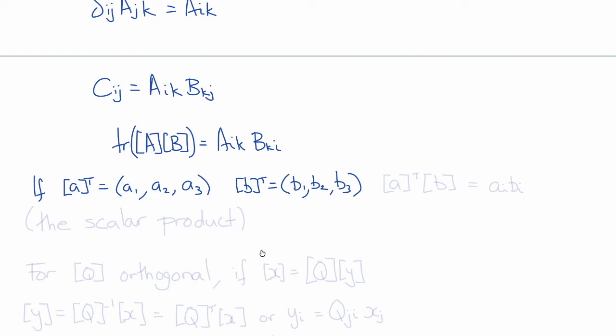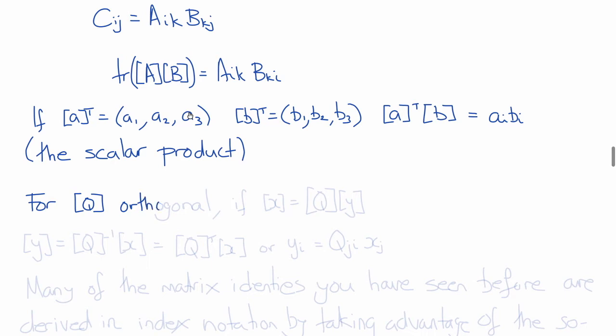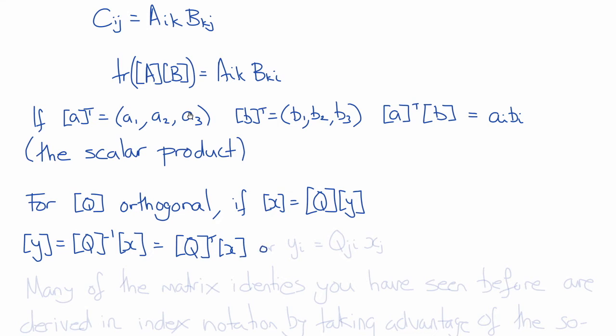If we have two column matrices, little a and little b, whose components are a1, a2, and a3, then a transpose b would be the scalar product a_i b_i, namely a1b1 plus a2b2 plus a3b3. If Q is orthogonal and we multiply Q by y to get x, then we must be able to say that y is Q inverse x, which would be Q transpose x. Or in other words, y_i equals Q_ji x_j. Notice now the summed index is the first index of Q rather than the second, because this is the matrix multiplication Q transpose times x, not Q times x.